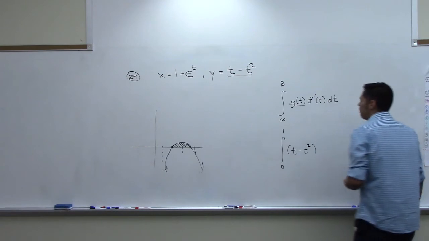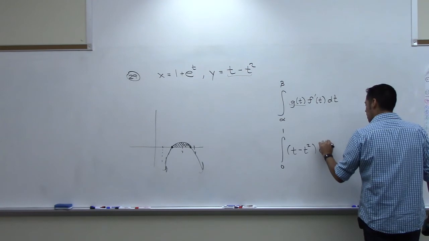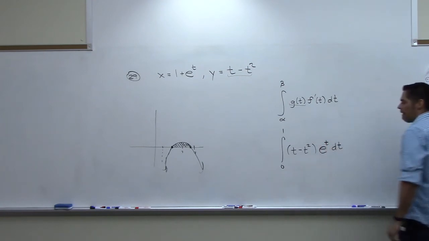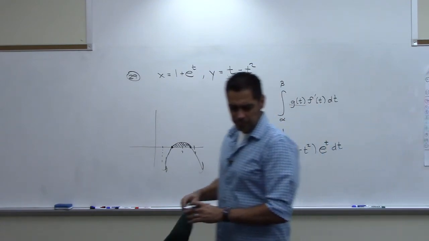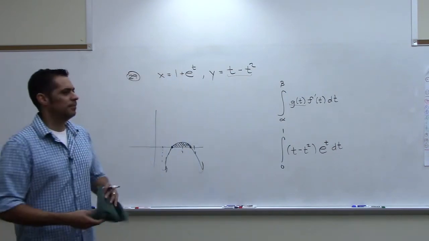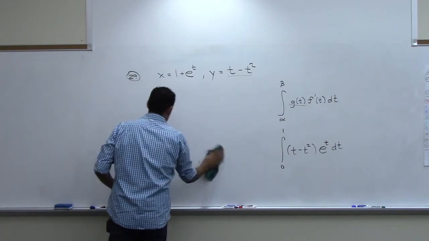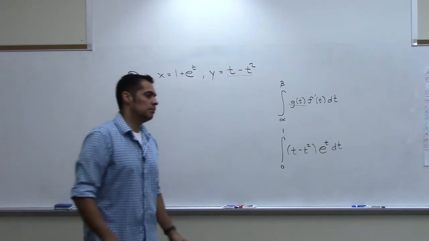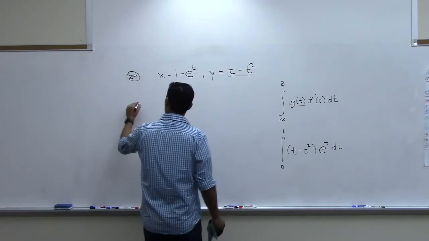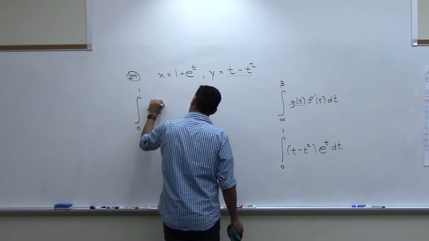And then what is f prime of t? The derivative of 1 plus e to the t, which is e to the t. Wait, where's the t? We don't see the t. That's right, because we're going to transform the variable. Now we're going to have to multiply that through. Let's go ahead and multiply that through, and then you're probably going to do integration by parts and split into 2 integrals.